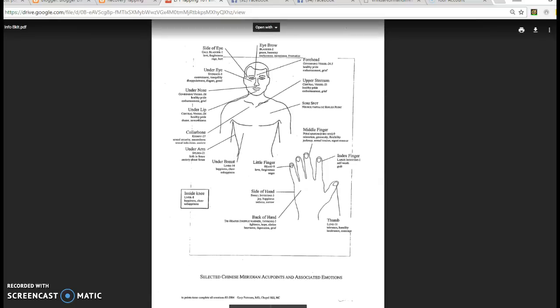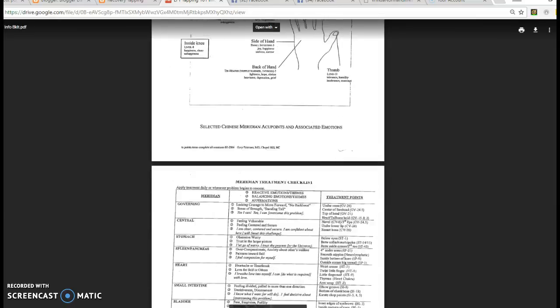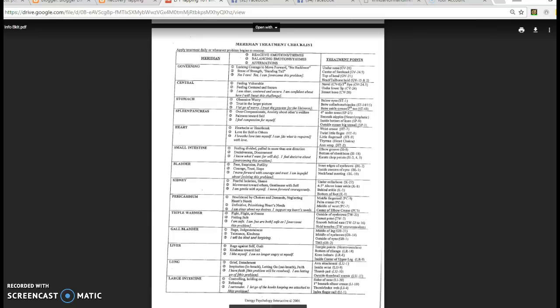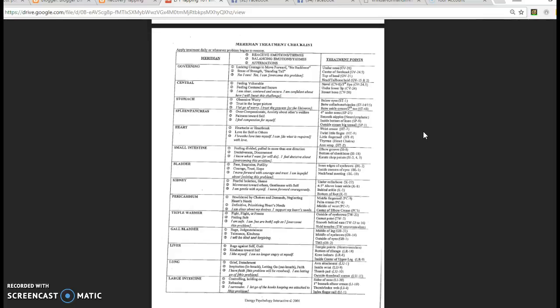This one I found online a while back, also many years ago, and I've kept it because it's a nice diagram of the points, the organ, and the emotional component of each one. So it's good education there. And then this is a really good comprehensive list of all the meridians, what they're called, all the emotional components, and the treatment points.